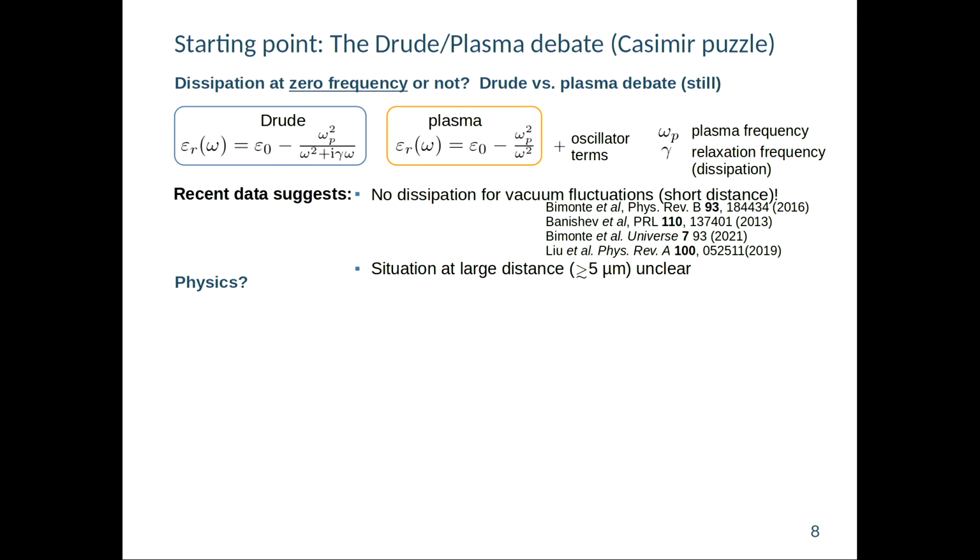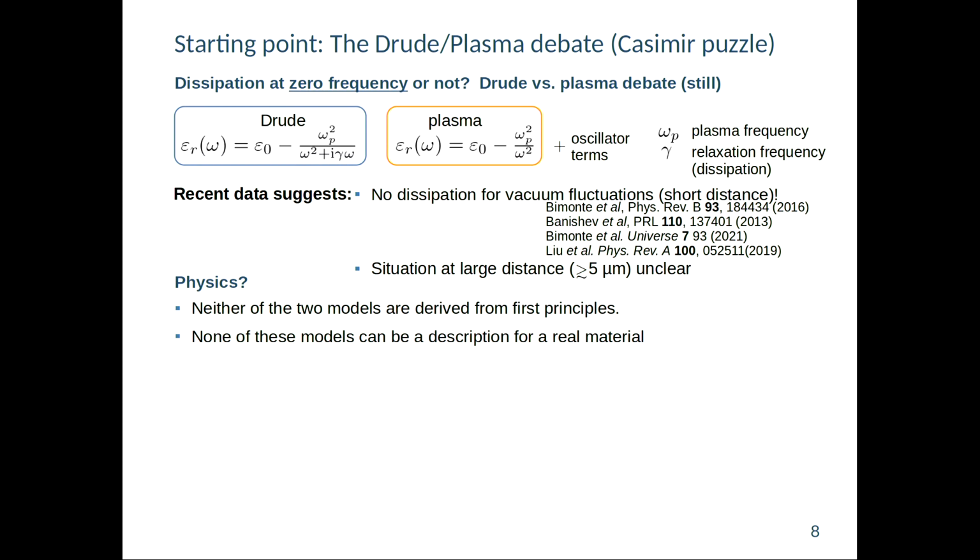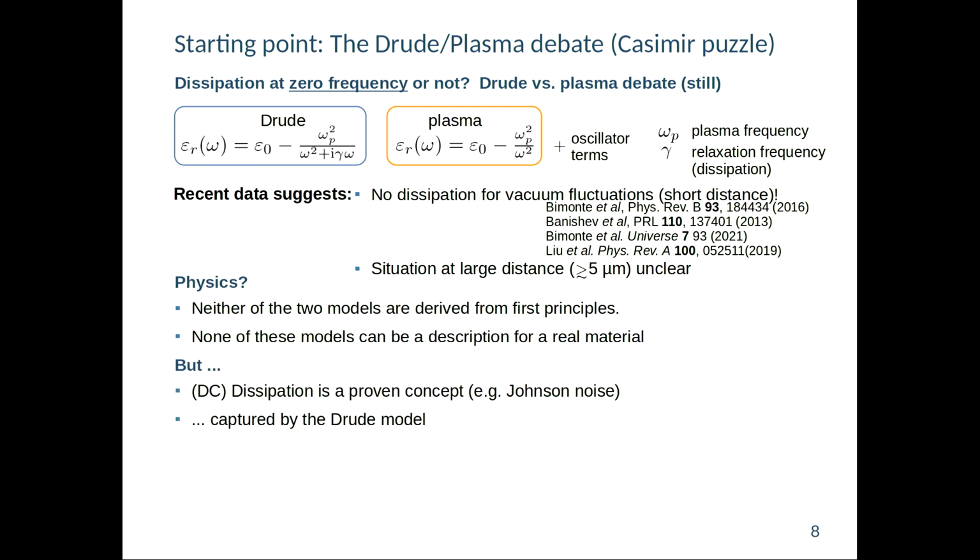And if we ask about the physics, we have to bear in mind that these are not first principle models, they are effective models. So none of them can be a real description of a metal. So whatever you do with these models can only be an approximation. But as I said, the DC dissipation, for example, is only captured by the Drude model, so it should be in some sense the more physical one.